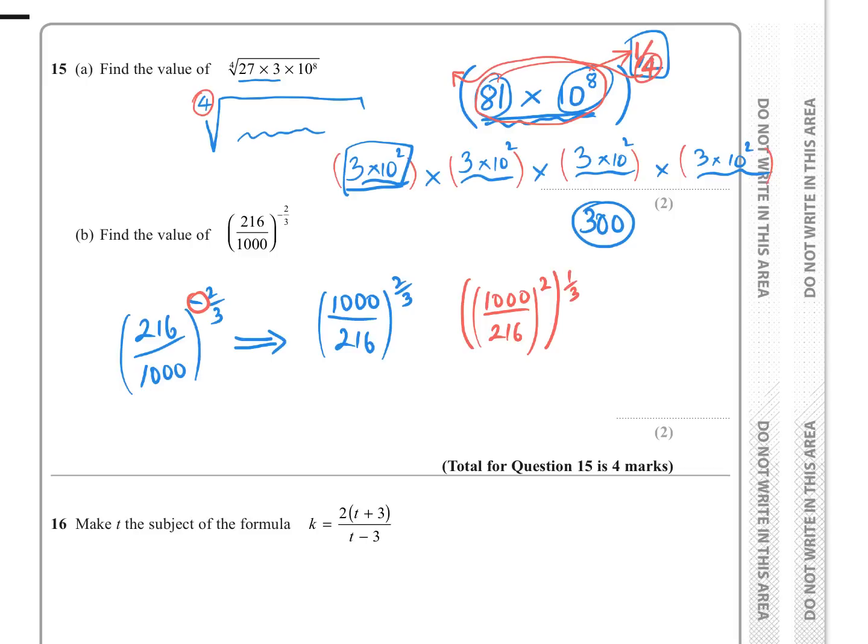root. However, I say to my students, why square and then cube root when you can cube root and then square? So you could do 1000 216ths, the cube root of that first, and then square that answer. And that would be better, because the cube root of 1000 here is 10, because 10 times 10 times 10 is 1000. The cube root of 216.